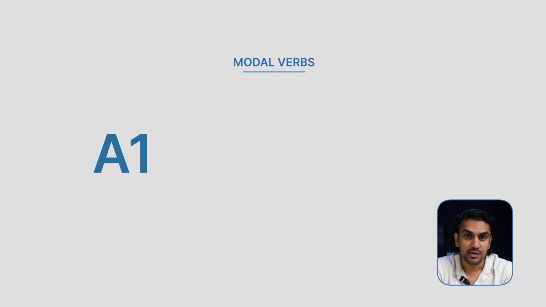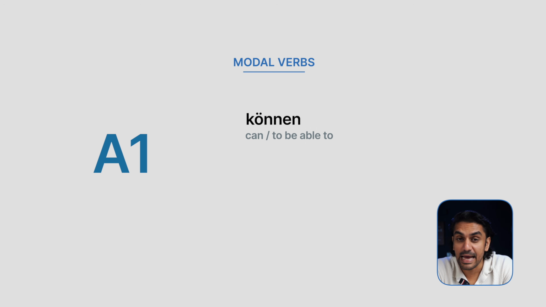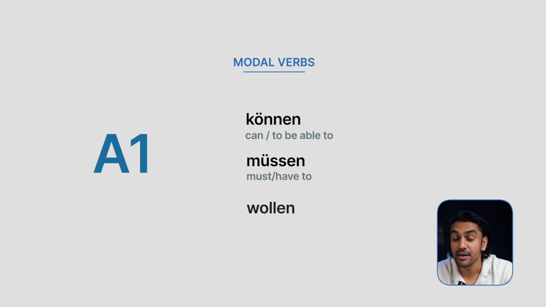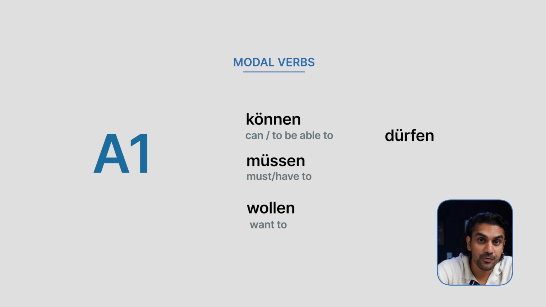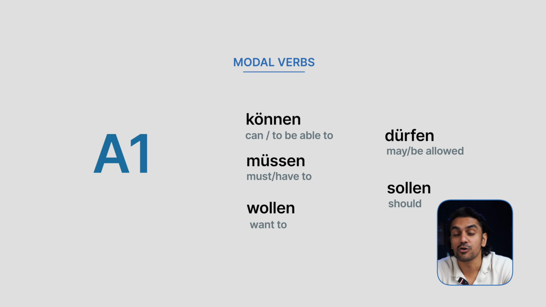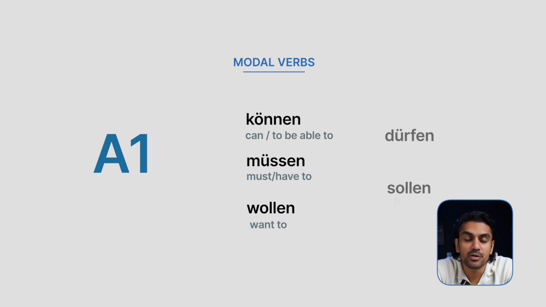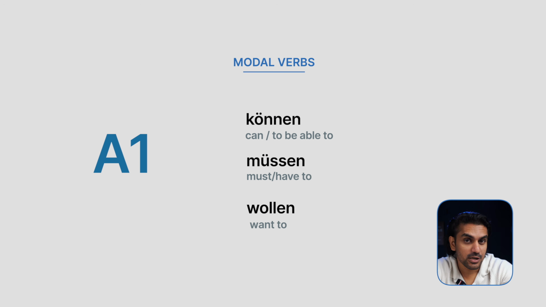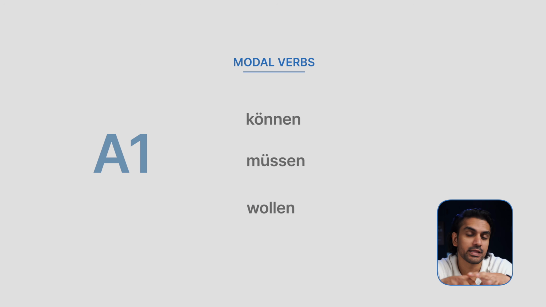At the A1 level, the most common modal verbs you will learn are können, or can, or to be able to, müssen, must or have to, and wollen, want to. And later you will also learn dürfen, may or be allowed to, and sollen, or should. But let's stick to the main three for now. Just like regular verbs, modal verbs also change their form depending on who is doing the action.